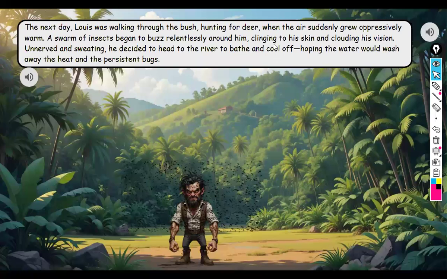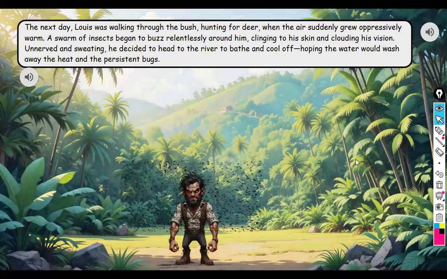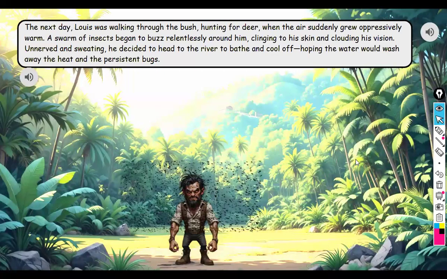The next day, Lewis was walking through the bush, hunting for deer, when the air suddenly grew oppressively warm. A swarm of insects began to buzz relentlessly around him, clinging to his skin and clouding his vision. Unnerved and sweating, he decided to head to the river to bathe and cool off, hoping the water would wash away the heat and the persistent bugs.